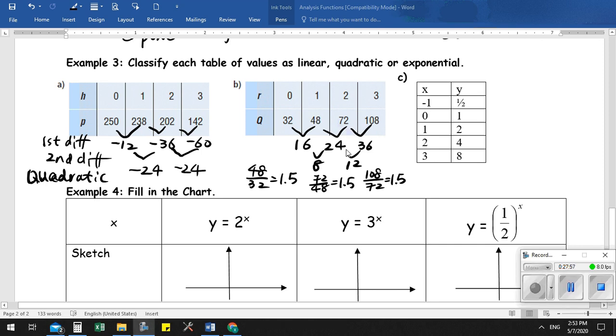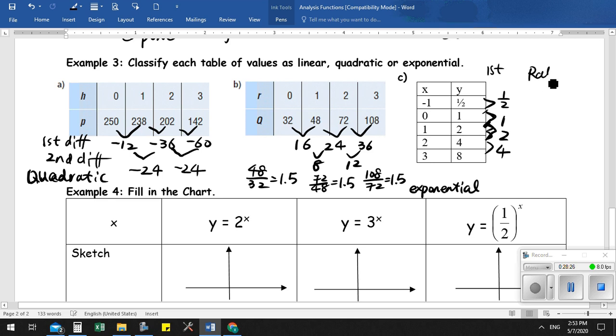So we know this one is exponential because the ratios are the same. And the last one, we do the first differences first. So 1 minus half gives you half, 2 minus 1 gives you 1, 4 minus 2 gives you 2, 8 minus 4 gives you 4. You will see it's repeating, so you don't need to go further. The differences won't be the same.